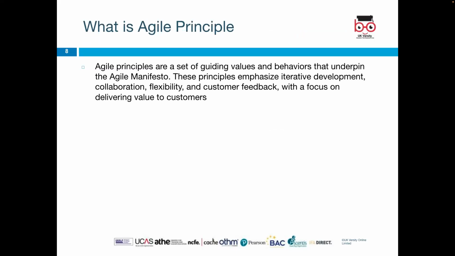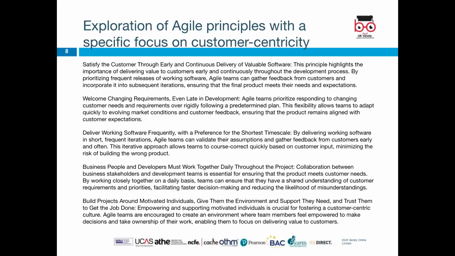Our next topic is Agile Principles. What are Agile Principles? Agile Principles are a set of guiding values and behaviors that underpin the Agile Manifesto. These principles emphasize iterative development, collaboration, flexibility, and customer feedback, with a focus on delivering value to customers.